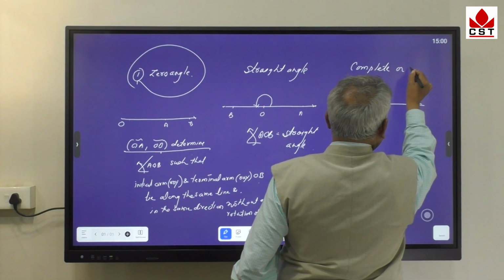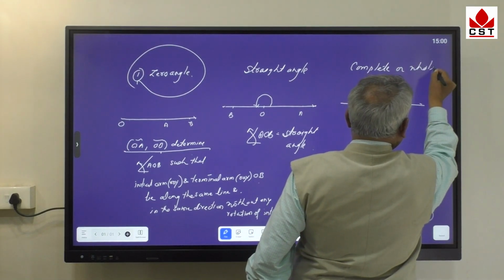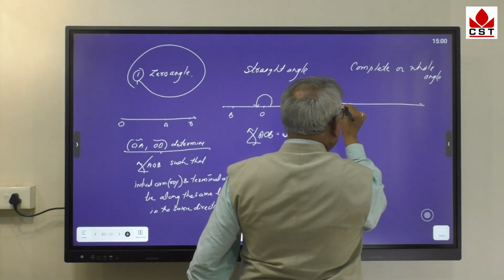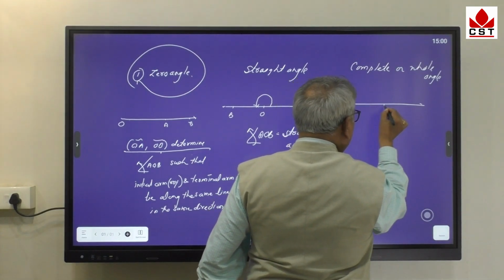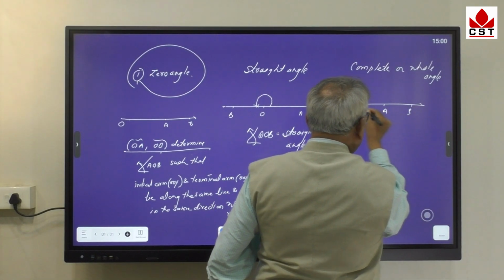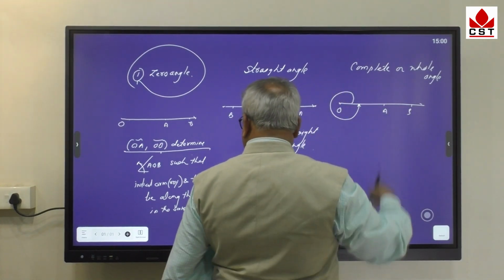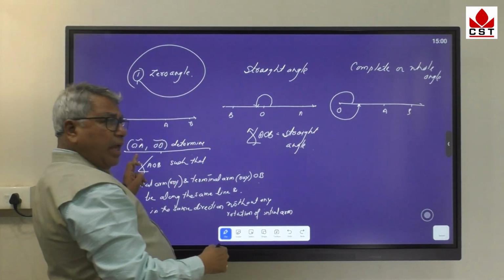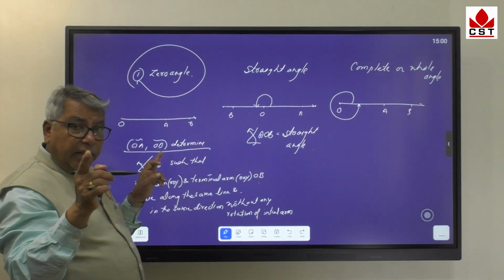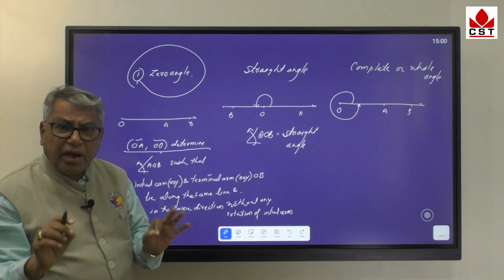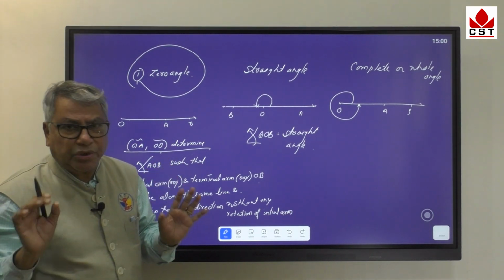Complete or whole angle. It's a basic definition. Remember that. O, A, B. Ray OA, ray OB. See that? The language is the same. Only the positions of the initial arm and terminal arm will be noted.